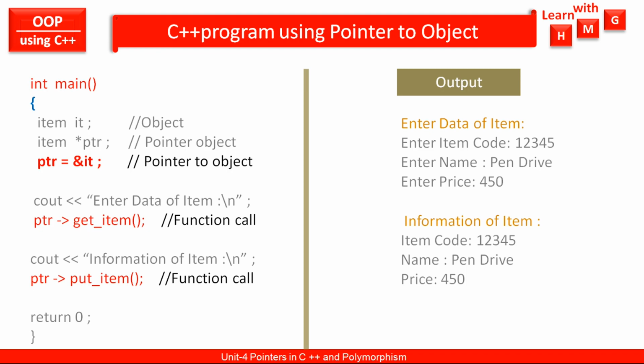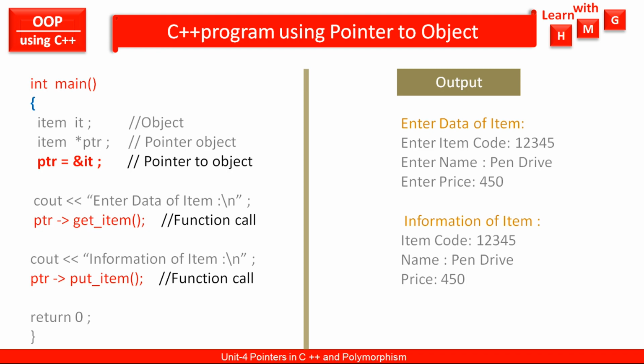The main idea or the summary is that whenever you want to use pointer to object, first of all you have to create the object of the particular type of class, then you have to create the pointer object of the same class, then assign the address of the object to the pointer, and then using pointer and arrow operator call the member functions. So in this way the pointer to object concept is implemented in a C++ program.